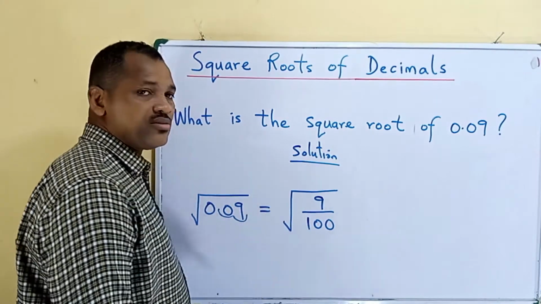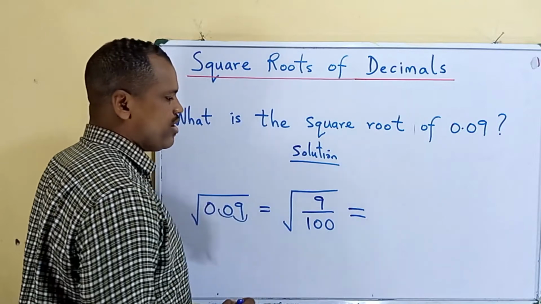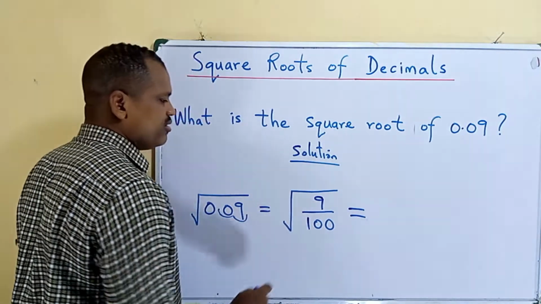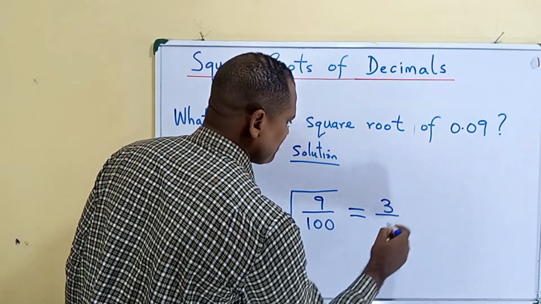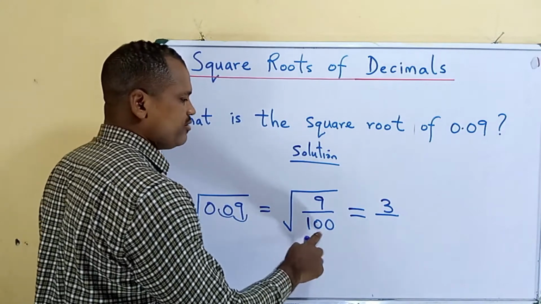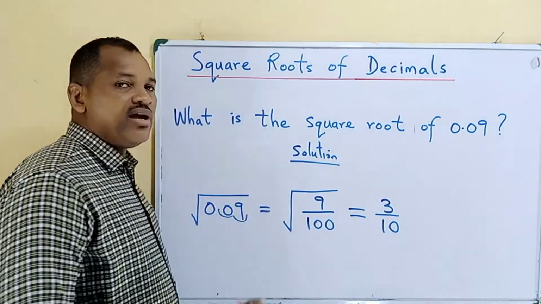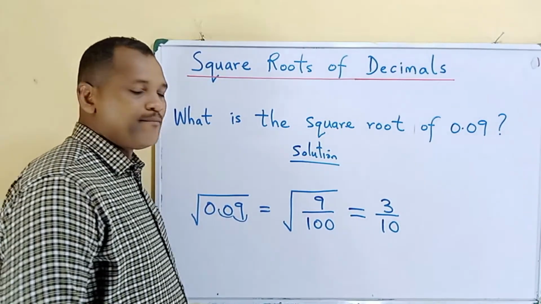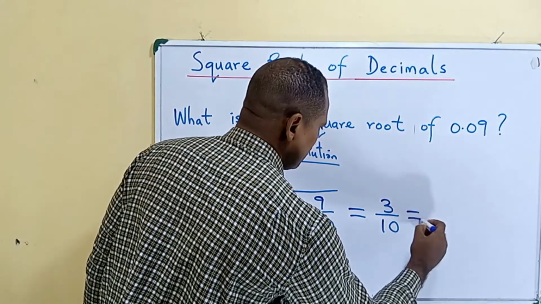Then, of course, now you can go ahead and find the square root of both the numerator and the denominator. The square root of 9, of course, we know is 3. And the square root of 100 is 10. If the answer is in fraction, you can leave it like this. But if you want the answer to be in decimal, you go further.